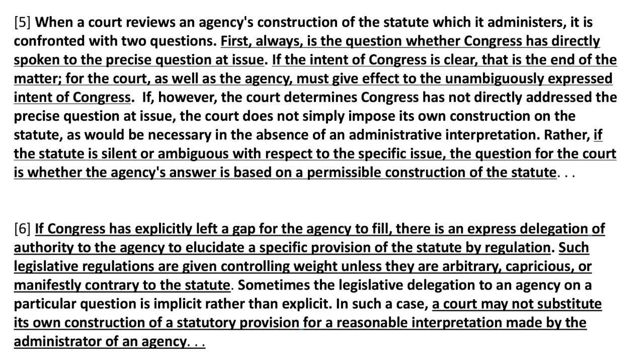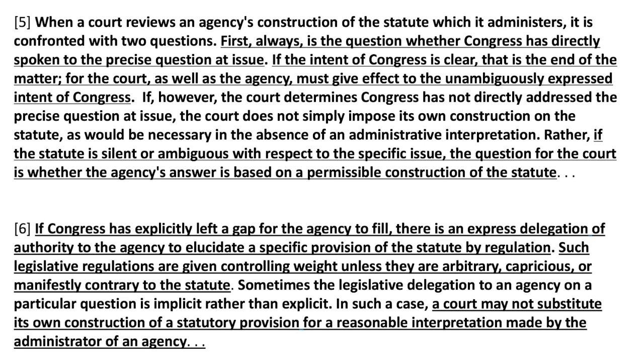The heart of the opinion is in paragraphs 4 and 5, written fairly clearly by Justice Stevens. You can see they're underlined. First is the question of whether Congress has directly spoken to the precise question at issue. And if the intent of Congress is clear, that's the end of the matter.